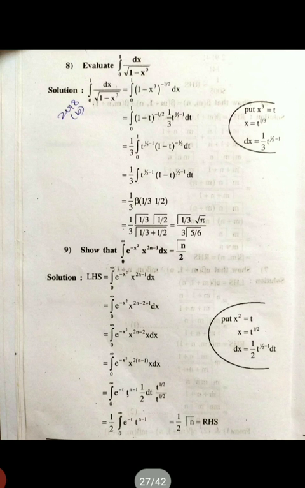See here, they have given 0 to 1 and dx divided by square root of 1 minus x cube. See here, this square root can be taken to the numerator. Okay, what do you get? Integration from 0 to 1 of 1 minus x cube raised to minus 1 by 2 into dx. Okay, if the limit is 0 to 1, we must apply beta function. For beta function, what is the formula? Beta of m n, what is the definition?